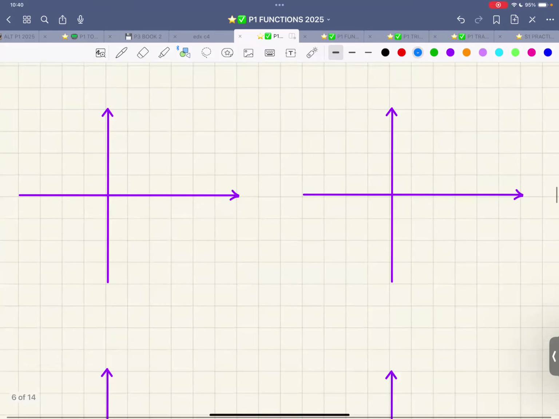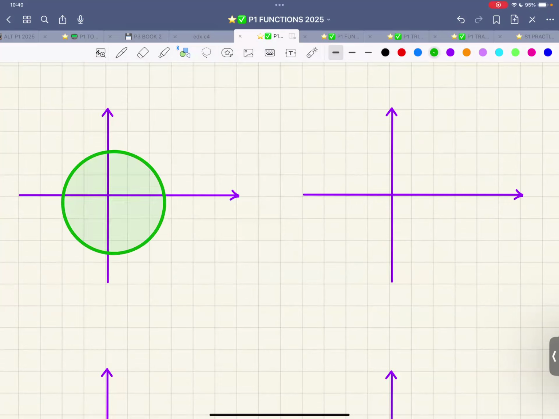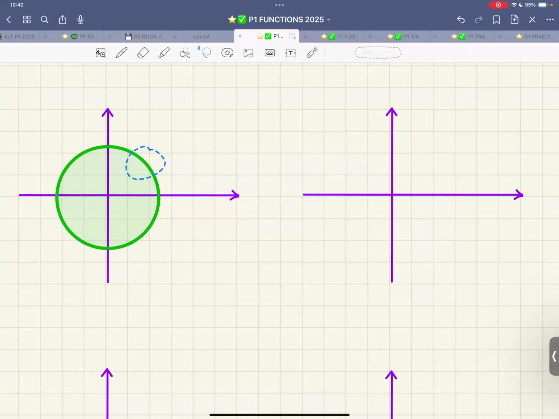And I need to draw two more graphs. So let me draw a circle over here, and let me just shift the circle a bit. And let me just erase this. And let me draw a graph, something like this.